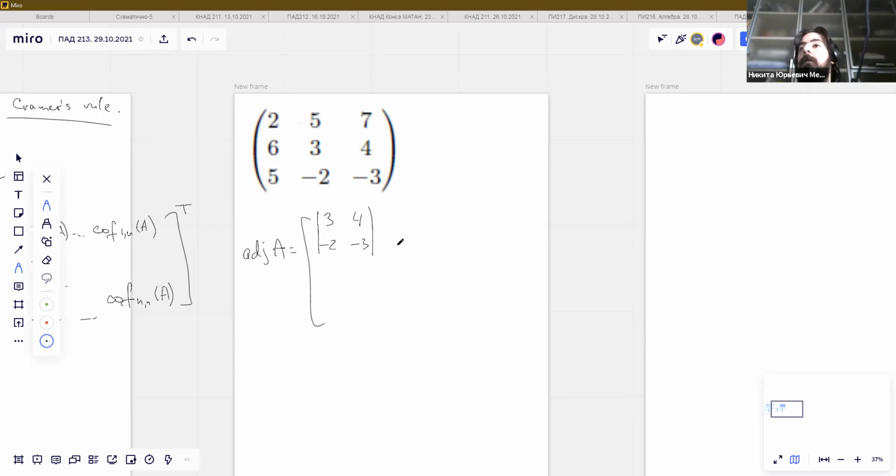For the next element here, as I have transposed, I should compute not the minor of this element, but of this element. So it is 5, 7, minus 2, minus 3. Moreover, as it is a cofactor, not a minor, I need to put a minus here because this cell has the sign minus associated with it. Any questions for this particular element? Okay. Is everything fine? 3, 2, 1, no questions.